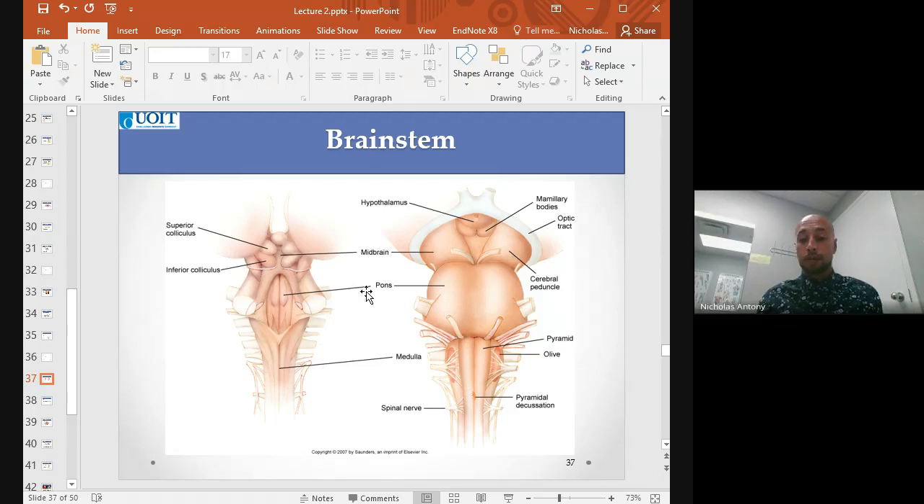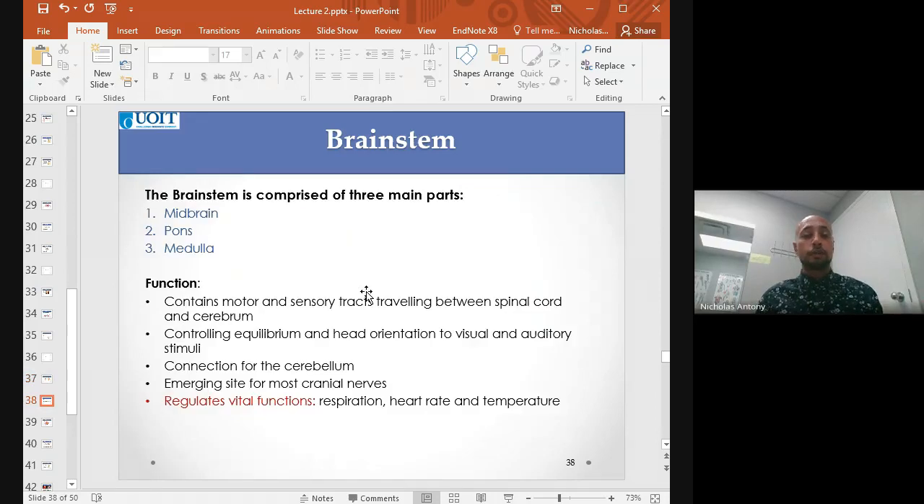Now there are different areas of the brainstem that are combined together. Those include the medulla, which is at the bottom.